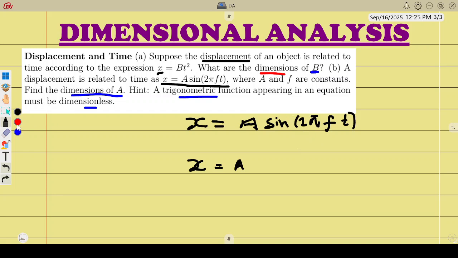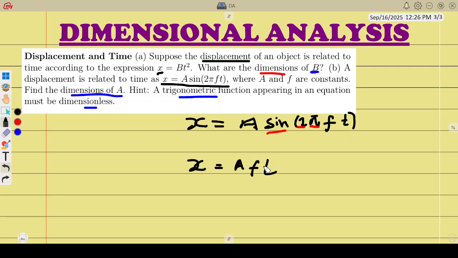So we're going to ignore sine, we're also going to ignore 2 and pi. Pi is just a number, 3.1419 going on and on. So we will ignore sine and 2 pi. So we're just going to remain with ft.